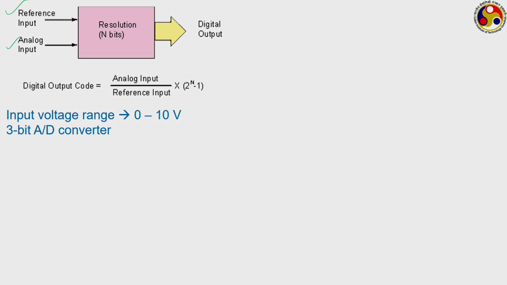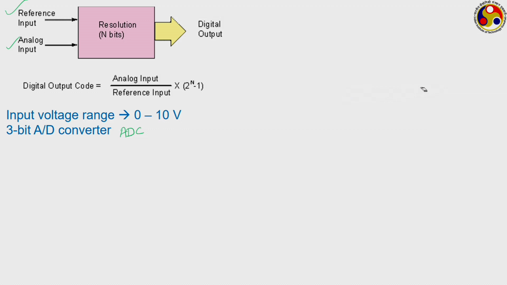Let us take an example where our instrument operates within the input voltage range of 0 to 10 volt, and we have a 3-bit AD converter. AD converter is the way we represent an analog to digital converter. Similarly, D/A represents a digital to analog converter. Another way of writing this, and we shall be using this format very soon, is ADC, analog to digital converter. Similarly, this is also written as DAC, digital to analog converter.